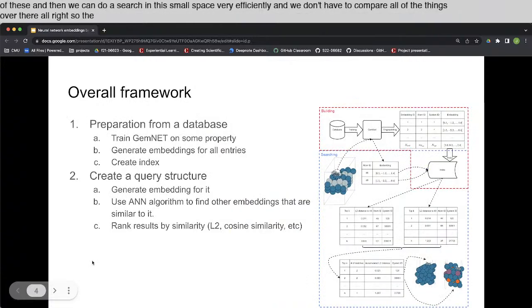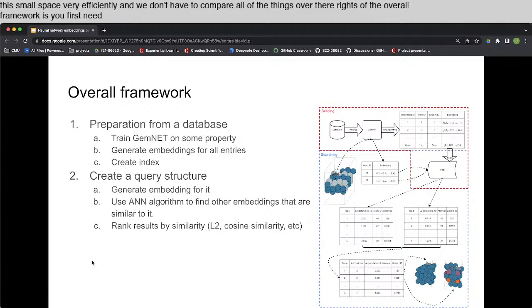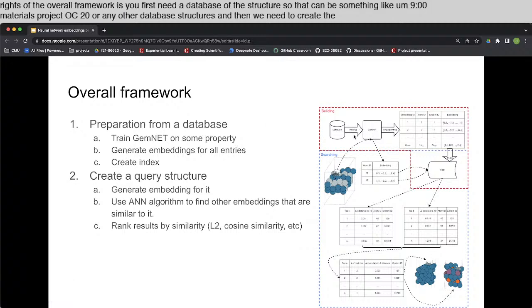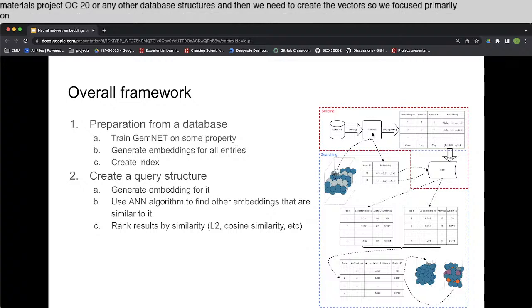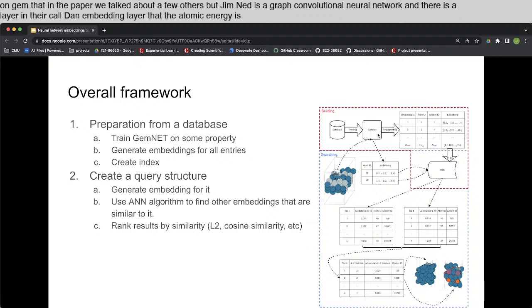All right, so the overall framework is you first need a database of the structure. So that can be something like QM9, Materials Project, OC20, or any other database of structures. And then we need to create the vectors. So we focused primarily on GemNet. In the paper, we talk about a few others, but GemNet is a graph convolution neural network. And there is a layer in there called an embedding layer that the atomic energy is typically linear in, and we use that vector as the atomic environment descriptor.